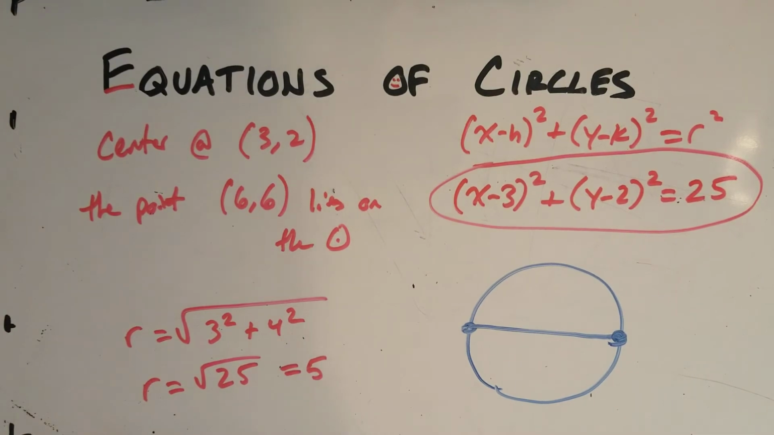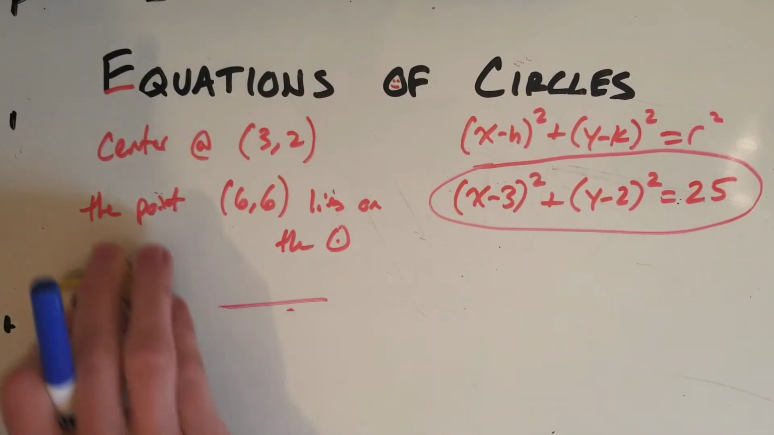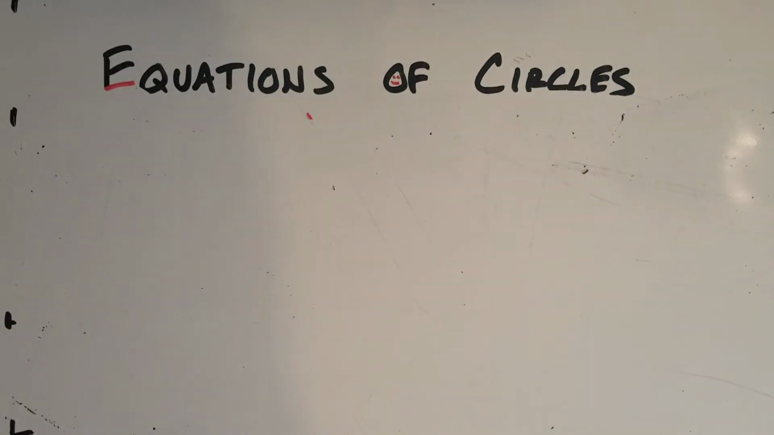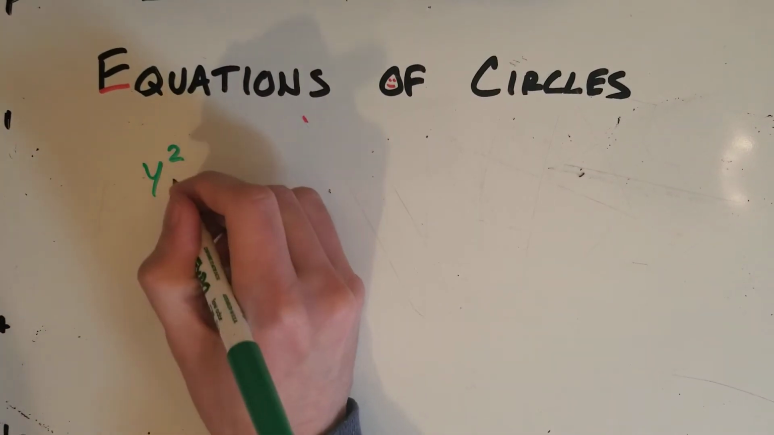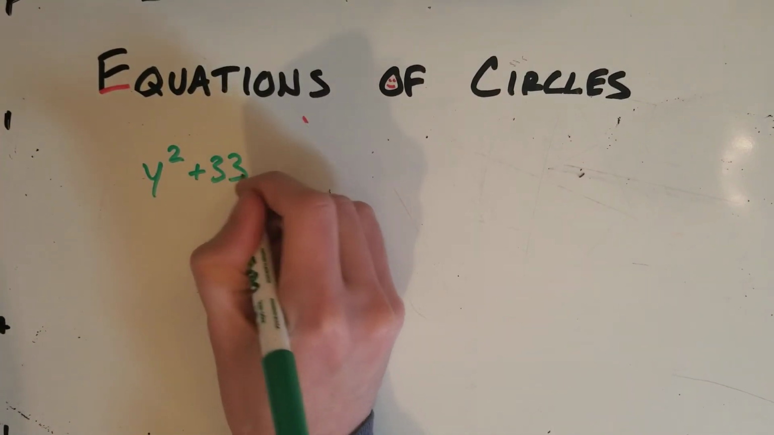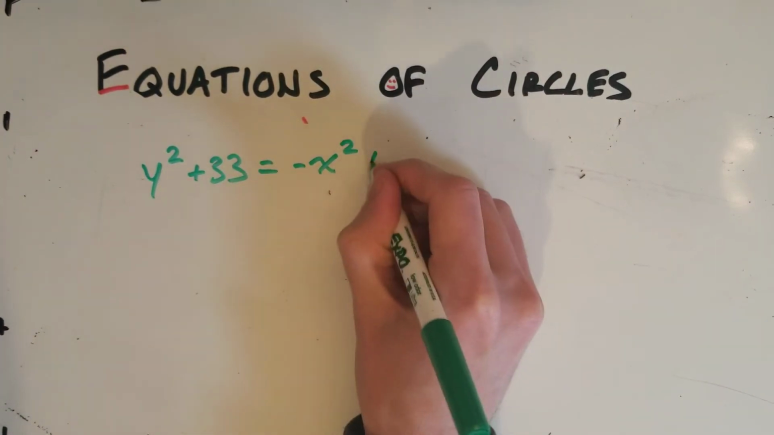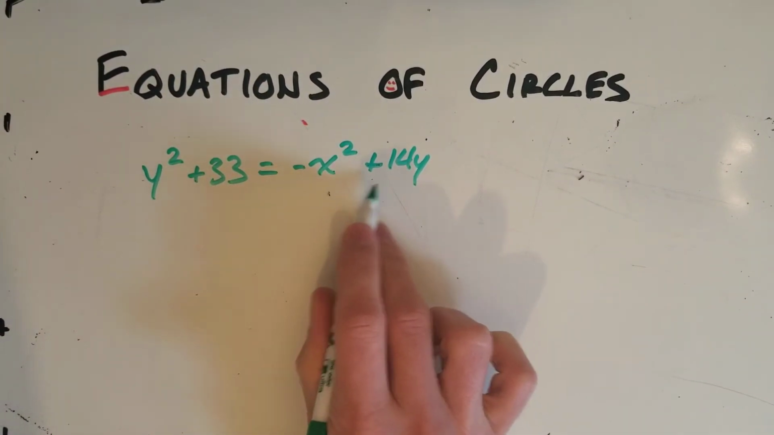All right, we're going to do one last problem, and it's going to be, if we're not in this form, how can we convert into that form to find these missing properties of a circle. So our last one, let's say we have this form right here. We want to find the center of this circle, and we want to find the radius. And it's going to look like this. We have y squared plus 33 equals negative x squared plus 14y.